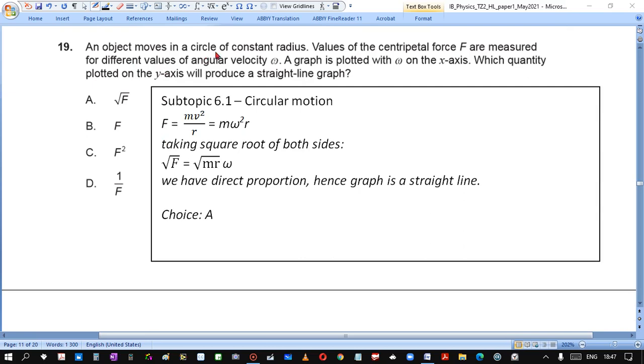Question 19. An object moves in a circle at constant radius. Values of centripetal force are measured for different values of angular velocity. A graph is plotted with omega on the x-axis. Which quantity plotted on the y-axis will produce a straight line? So we have this formula for circular motion. Taking square root of both sides, we see that we have direct proportion, hence straight line, and on y-axis we have one quantity, square root of F, and another quantity is omega. Mr is constant. Choice A.